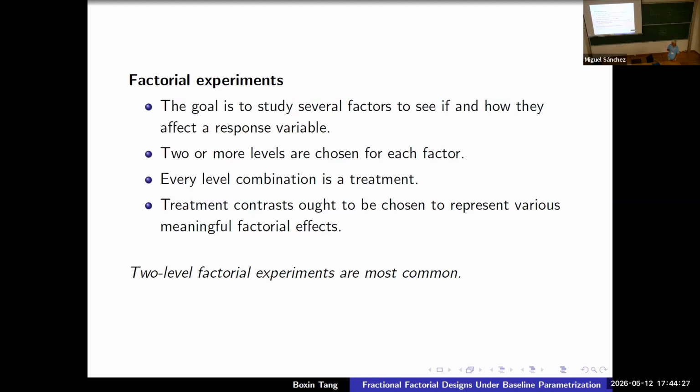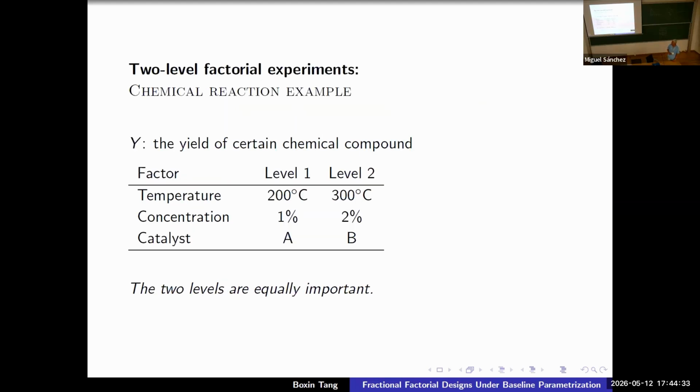In this talk, I will focus on two-level factorial designs. As I mentioned earlier, there are two ways to choose factorial effects. One is using orthogonal parametrization. The other is using baseline parametrization. I will provide two simple examples to explain both.